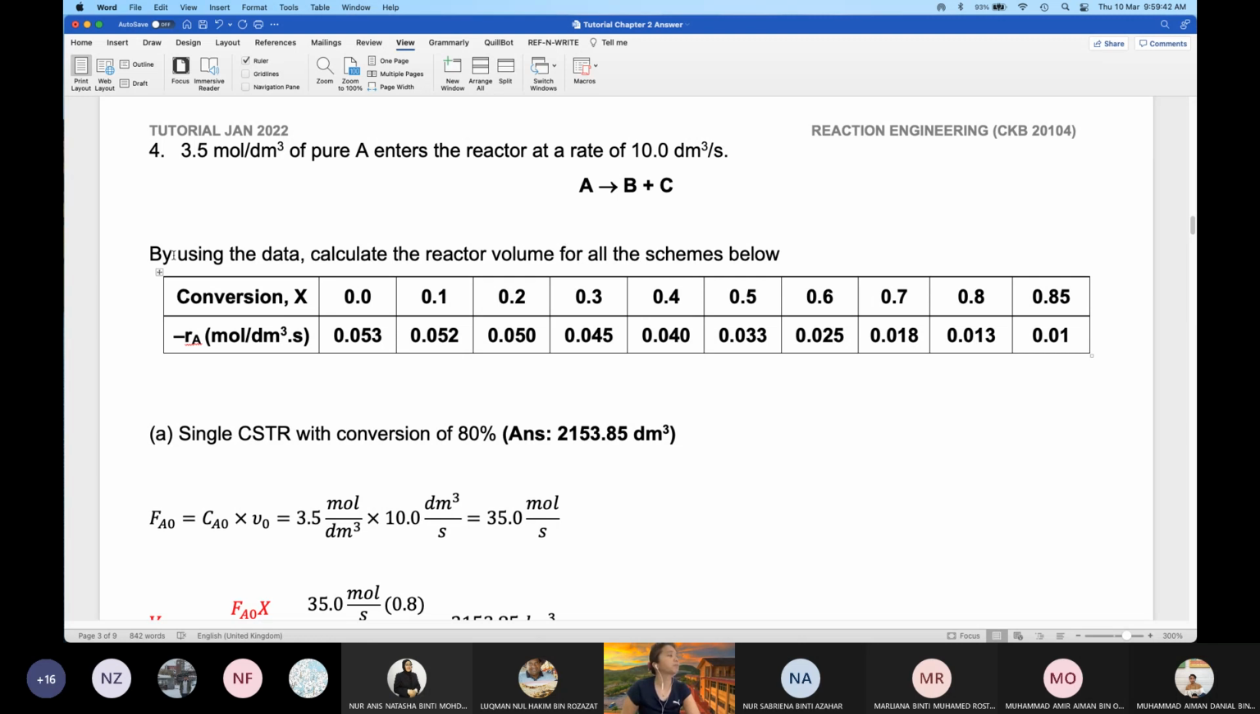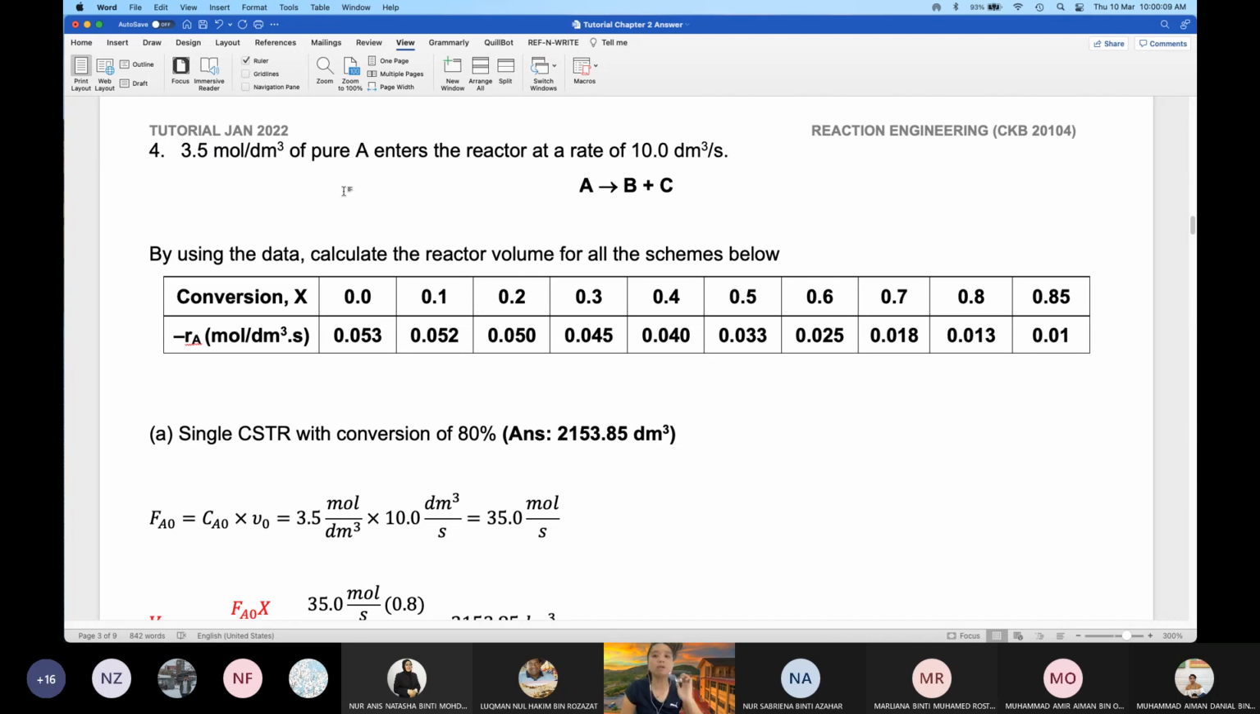First, read. It says mole per dm cube. So remember, mole per dm cube, the dimension is mole per volume. So mole per volume is concentration. It says A, so it's the concentration of A. Then it says enters the reactor, so this is the initial concentration of A. So this is CA0. So CA0 is 3.5.